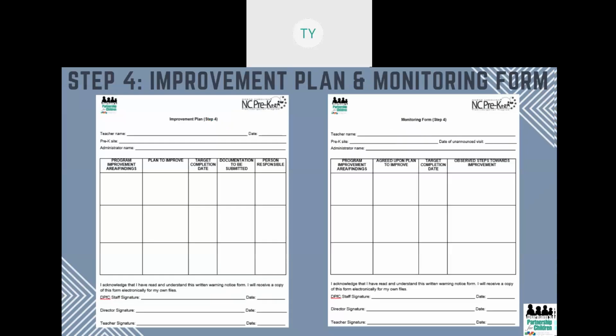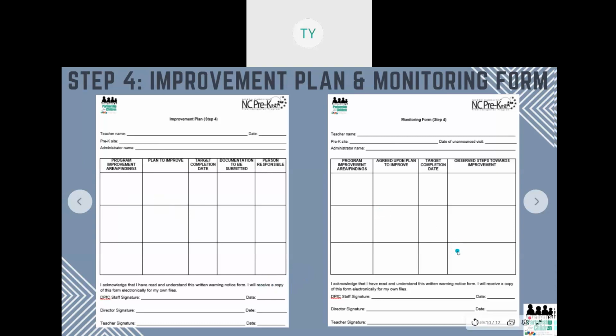If, for whatever reason, you are not able to meet those requirements by the agreed upon timeline, this will be escalated to step 4, which is where you see the improvement plan on the left here. This is really the form that you will be working more closely with. Again, there are spaces for the improvement area, the actual plan and action steps, the target completion date, any documentation that needs to be submitted, and the person who is responsible.